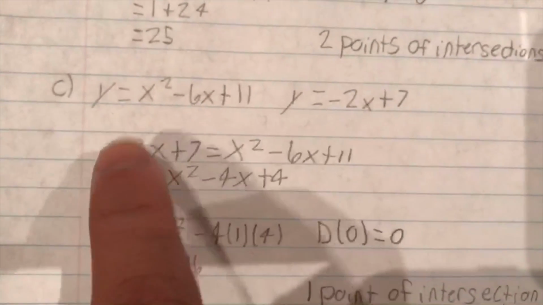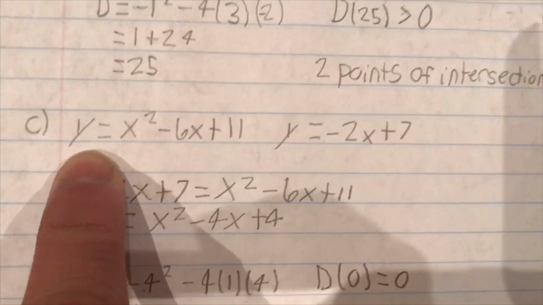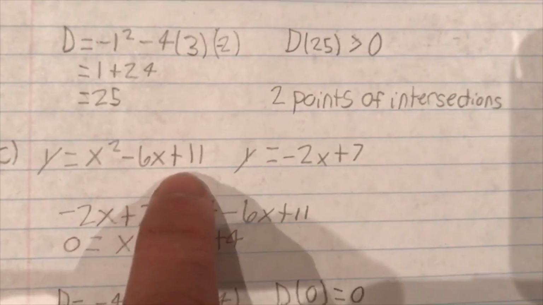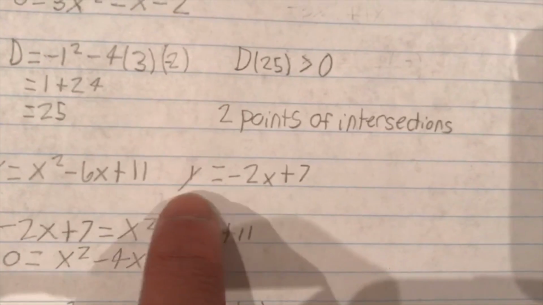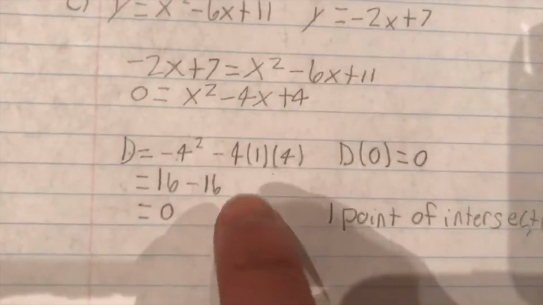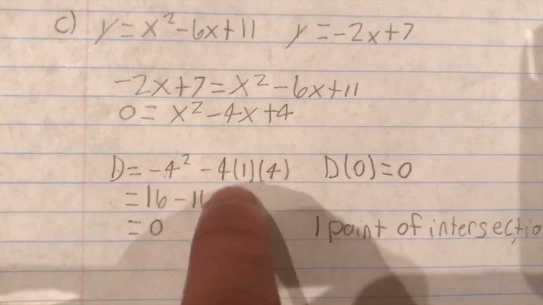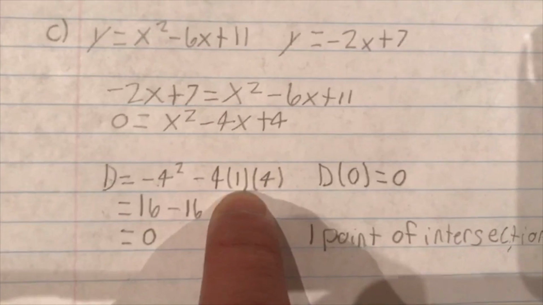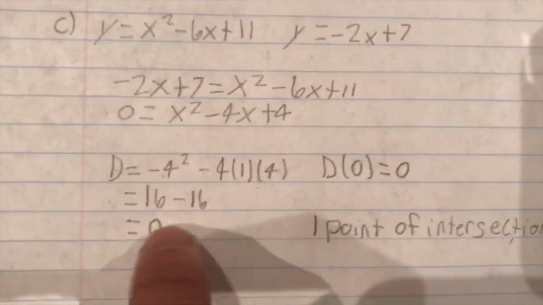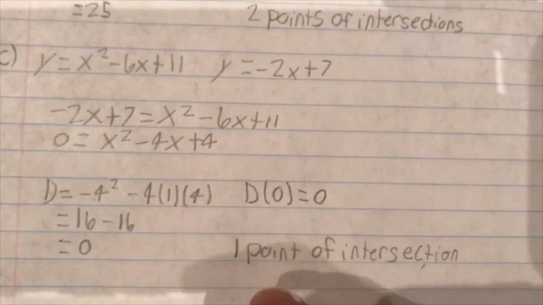And the last situation is when the quadratic equation is y equals x squared minus 6x plus 11, and the linear equation is y equals negative 2x plus 7. You substitute it in, make it equal 0, group like terms. Then use the discriminant formula. 4 squared gives you 16. Negative 4 times 1 equals negative 4. Negative 4 times 4 equals negative 16. 16 minus 16 equals 0. So d equals 0, gives you 1 point of intersection.